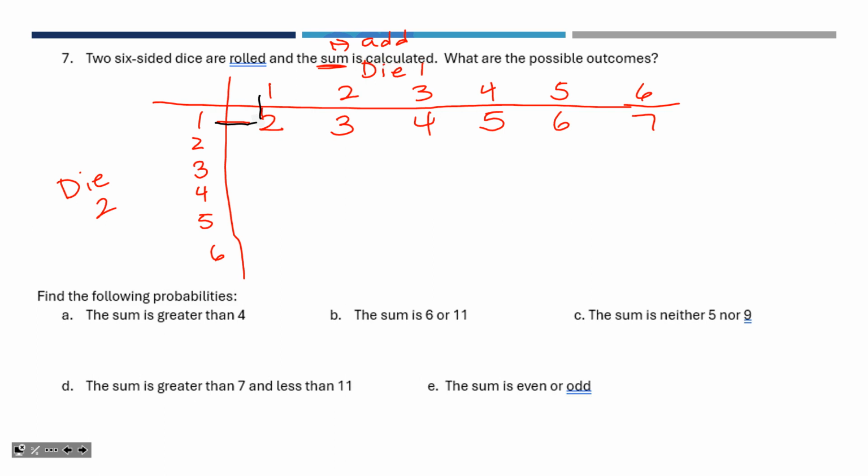On the other hand, if I rolled a 1 on the first die and then a 2 on the second die, that would be a sum of a 3. A 2 on the first die and a 2 on the second die would be a sum of a 4. And hopefully you can kind of see the pattern now. I'm adding up the two numbers on the top column and the side row there. So fill in your table. And I'll fill in mine.